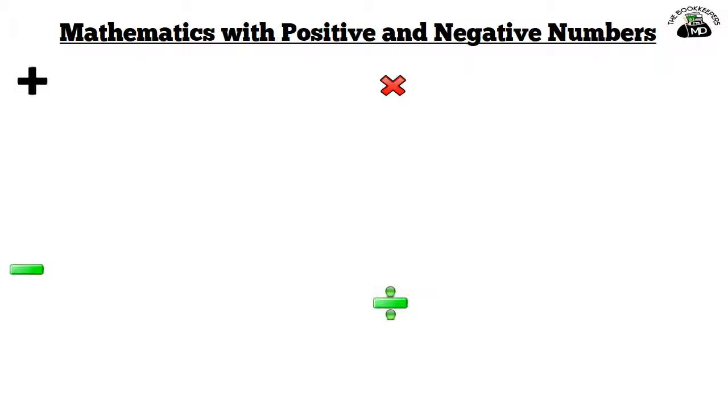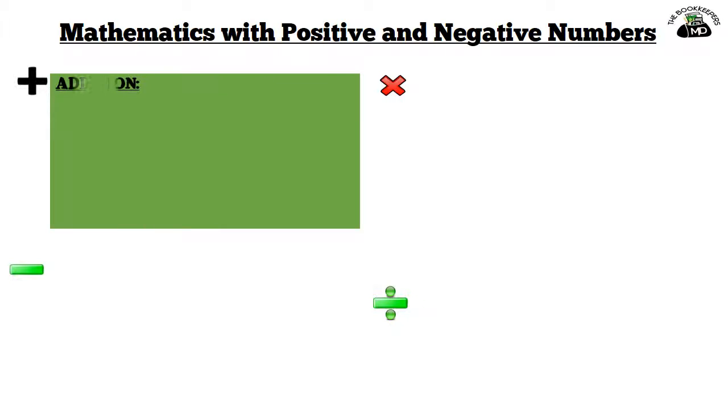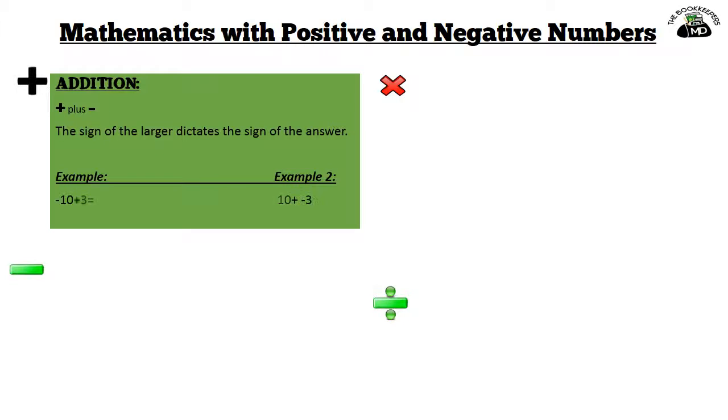So first, let's look at addition. So, a positive plus a negative. Our general rule is that whatever the sign of the larger number is will dictate what the sign of the answer is. For example, we have two examples here. In our first example, our problem reads -10 plus 3.